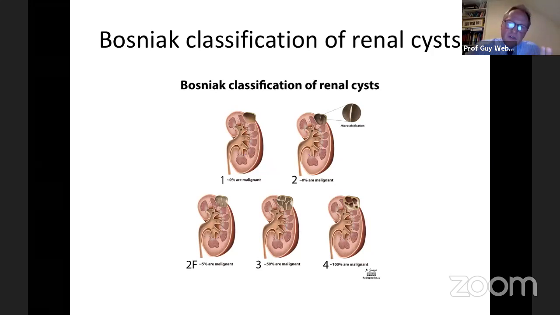So Bosniaks 1 and 2, rarely malignant, we can leave them alone, we discharge them. 2Fs, we follow up for 5 years. We tend to use MRI just to limit the amount of ionizing radiation. 3, we consider surgical intervention, depending on the age and comorbidity of the patient, and 4 strongly suggest surgery. And we know that 20% of renal tumours overall are cystic.